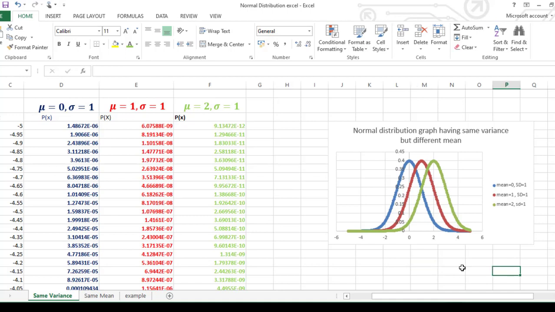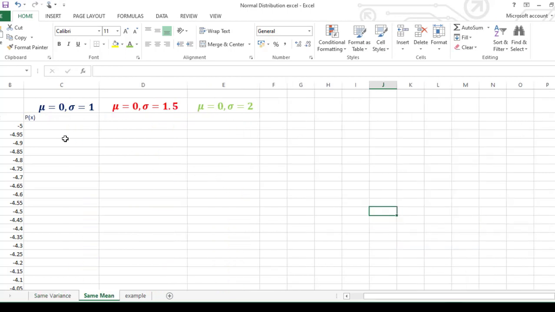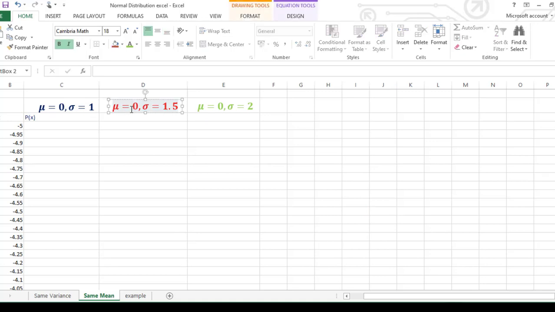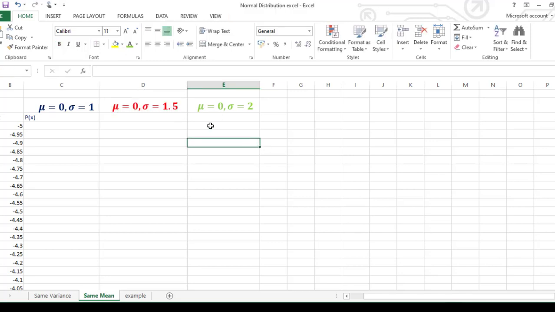Similarly, we can plot the normal distribution graphs for different variance but the same mean. So now let us see what would happen in the case of different variance but the same mean. Here I will be plotting three normal distribution graphs. First case would be when mean is 0 and standard deviation is 1. Second case when mean is 0 and standard deviation is 1.5. And the third case when mean is 0 and standard deviation is 2. Again I have provided the probable range of x from -5 to 5.